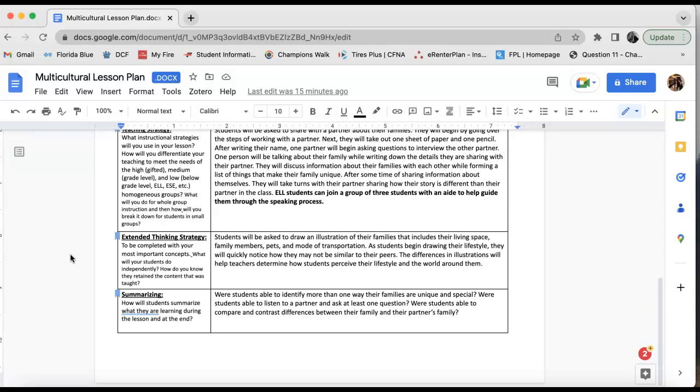They will be asked to share with their partner in front of the class about their family and see how their lifestyle may be different from their partner's and their classmates' as well.